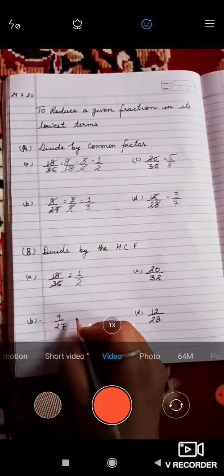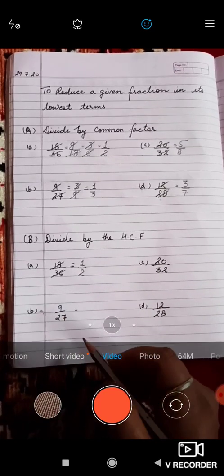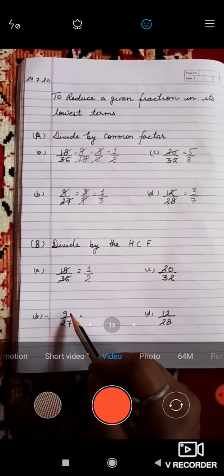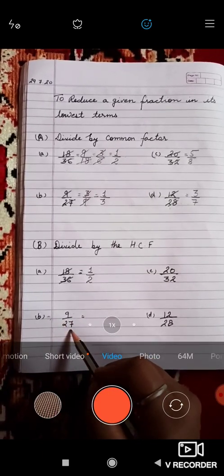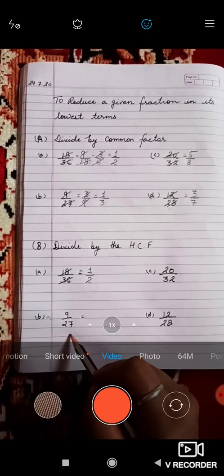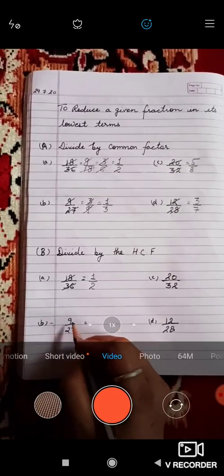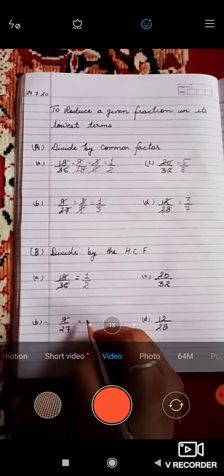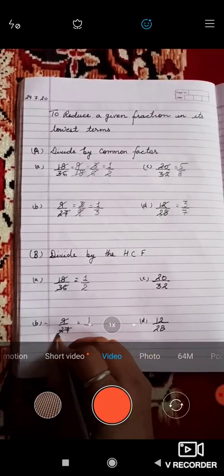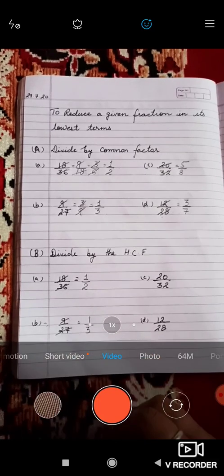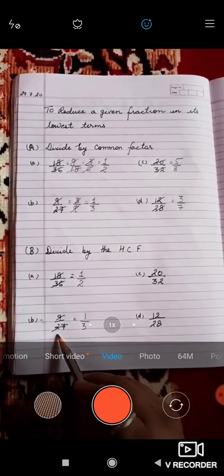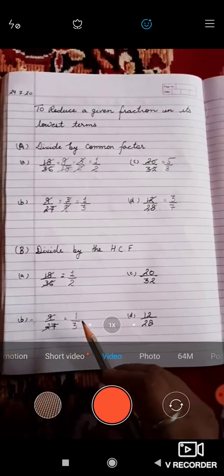Then see one more example. 9 upon 27. The HCF for these two numbers is 9. So you will divide by 9. When you divide 9 by 9, you will get 1. And when you divide 27 by 9, you will get 3. That means 1 upon 3 is the lowest term for this fraction.